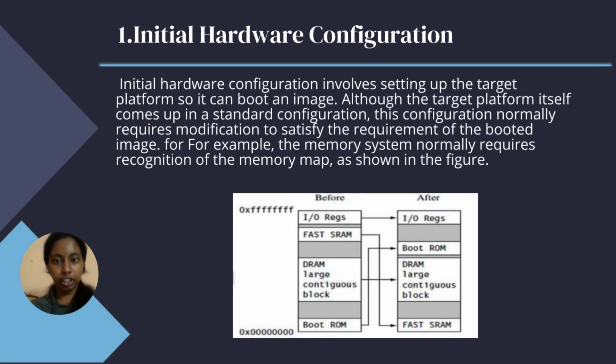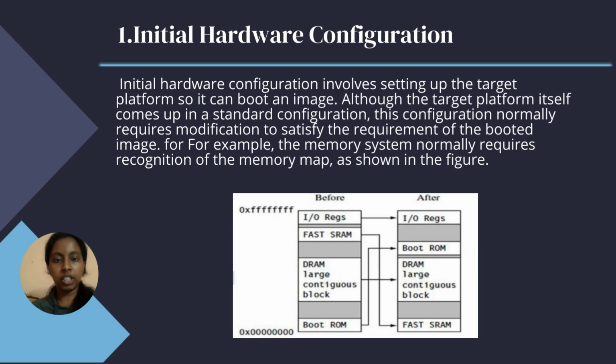In the initial hardware configuration phase, the target platform is prepared to boot a specific image. While the target platform may have a standard configuration, modifications are often necessary to meet the requirements of the specific image being booted. The standard configuration of the target platform typically includes default settings that are suitable for a broad range of applications. However, certain features of the configuration may need to be modified to ensure compatibility and optimal performance with the specific image that will be booted.